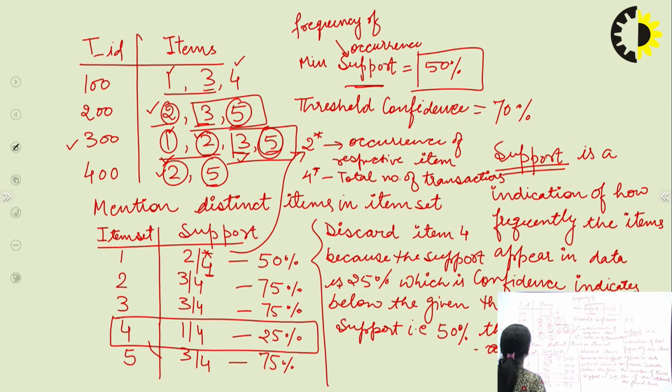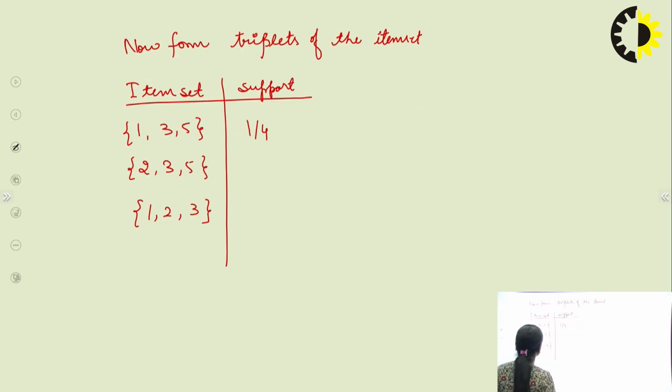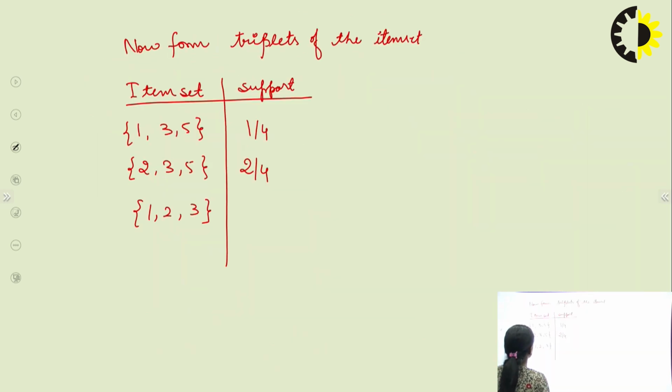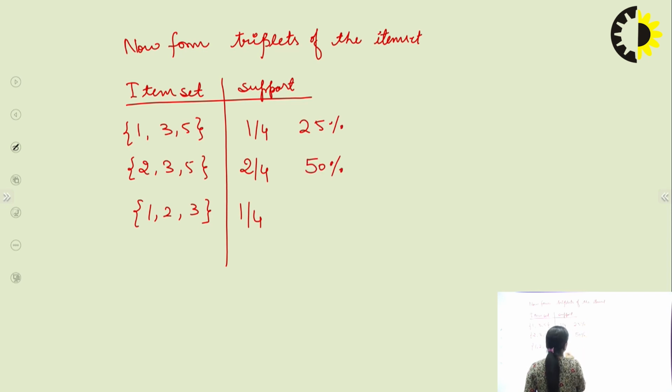Then 235 we need to find out. 235 here in the transaction 200, then in the transaction 300. That is 2 times this combination has been purchased. 2 out of 4 transactions. Then 1, 2, 3. 1, 2, 3 again in the transaction ID 3. Only one time. Right? Okay. Now we need to check out. It is what? 25%. This is what? 50%. And again it is 25%.